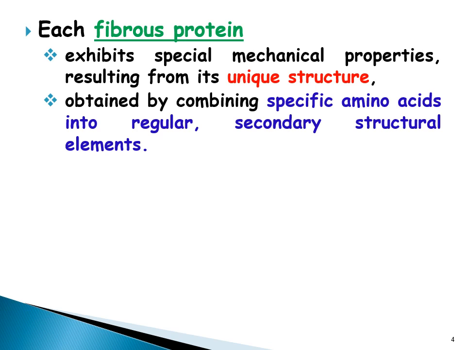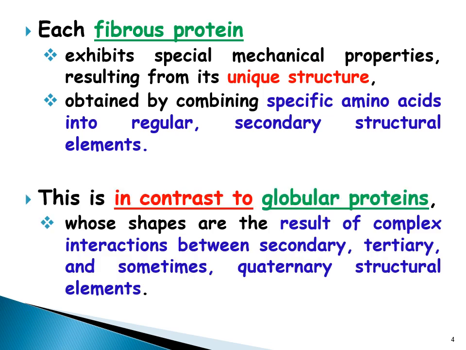If we talk about fibrous proteins, they exhibit special mechanical properties resulting from their unique structure, obtained by specific amino acid sequence into a regular sequence with secondary structural element. While globular proteins have shapes that are the result of complex interactions between secondary, tertiary and sometimes quaternary structural elements. So this is the basic difference between fibrous protein and globular protein. Fibrous proteins usually have a secondary structural element, while globular proteins have a complex structure involving secondary, tertiary and quaternary structures.